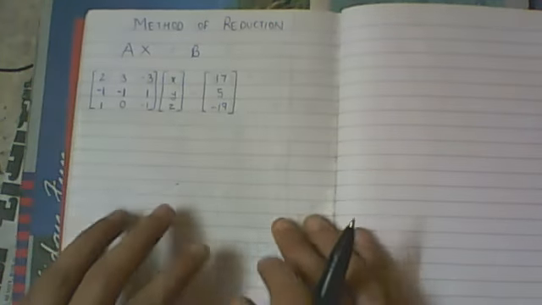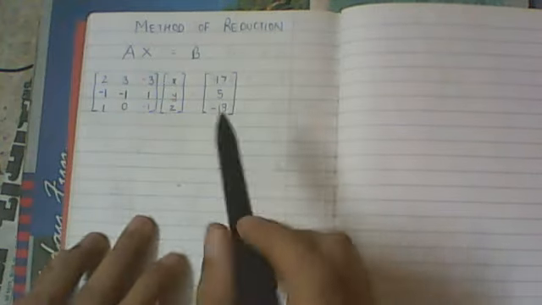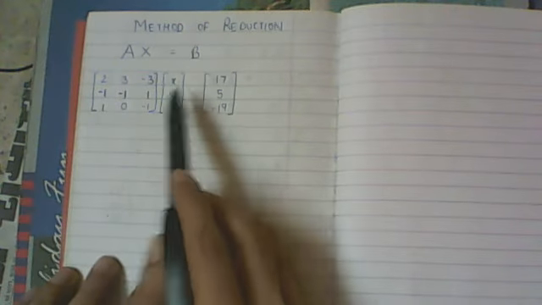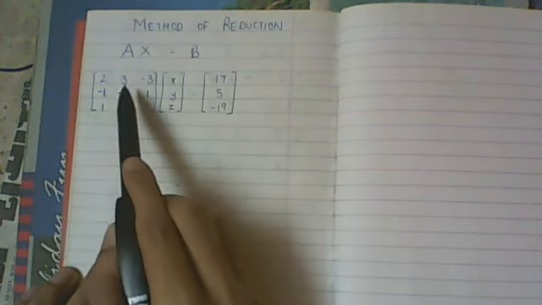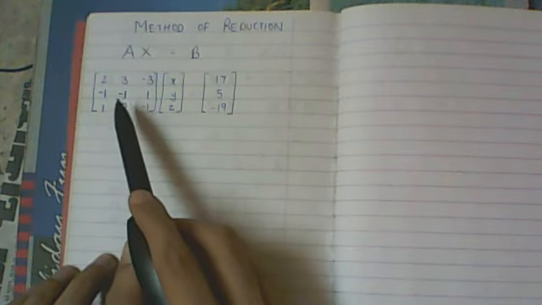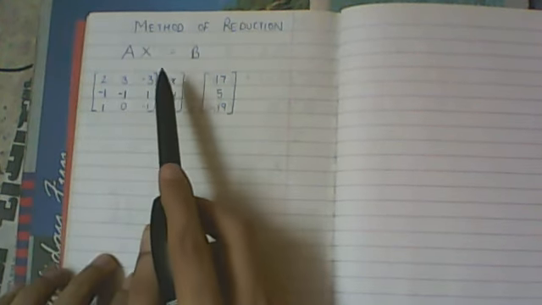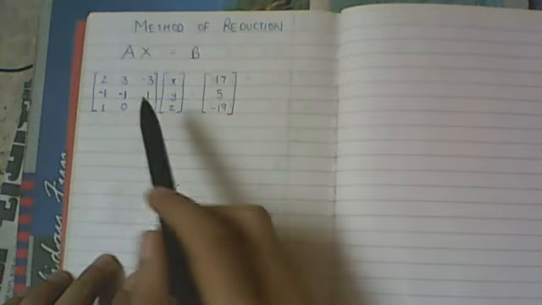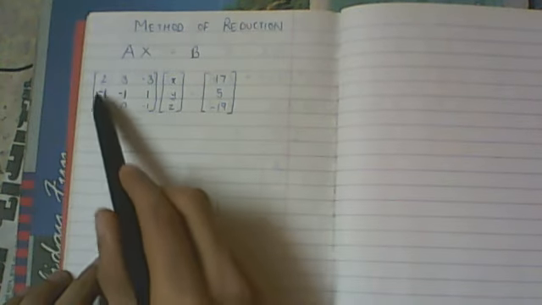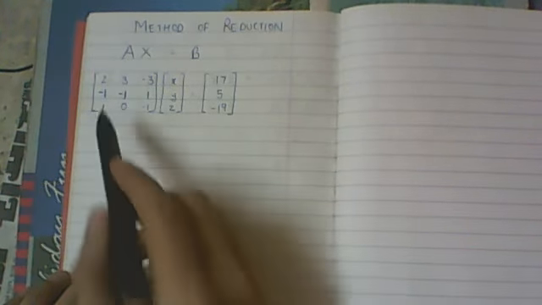The other method to solve the system of equations is the method of reduction. In this case, what you do is you convert this matrix A into either the upper triangular matrix or the lower triangular matrix. So I'll convert this into an upper triangular matrix. Remember that if we want a matrix to be upper triangular, its lower triangle should have zeros. So the entries below the diagonal should all be zeros.